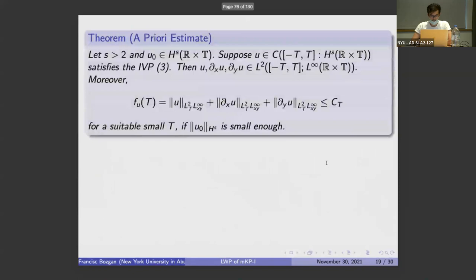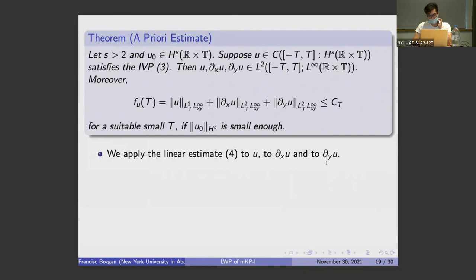So now the a priori estimates will say that if s is greater than 2 and the initial data is in H^s of R cross T, then if u is the corresponding solution for this initial data of the initial value problem, then we have that this quantity F sub u of t will be bounded for a suitably small t if the H^s norm of the initial data is small. So in order to do this, we apply a linear estimate for u, d/dx of u, and d/dy of u, right?